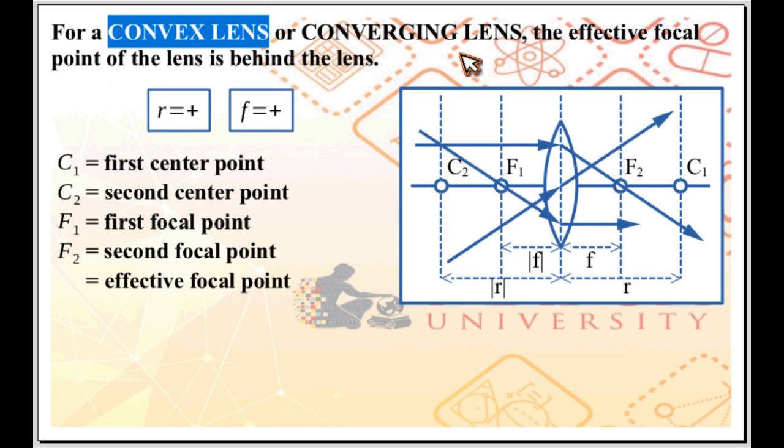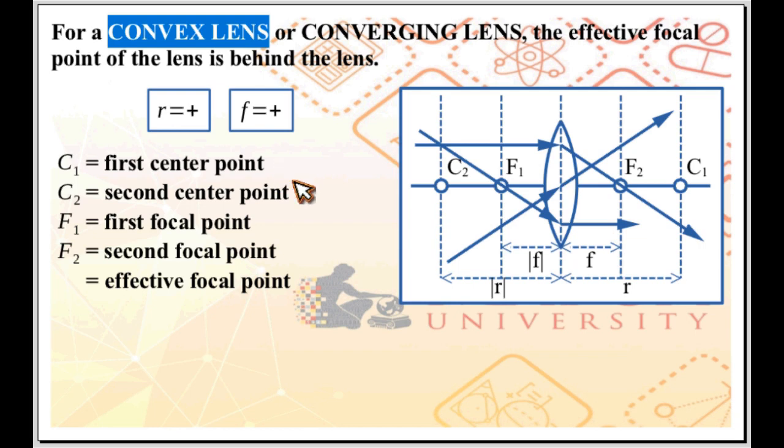Convex lens or converging lens, meaning the tendency of the lens is to focus light towards the focal point, particularly the effective focal point. Light that is parallel to the center line, when it strikes the lens, will focus towards the effective focal point. Now, a lens has two center points and two focal points, particularly when it comes to the ray diagram.